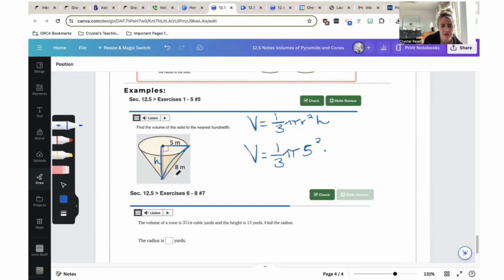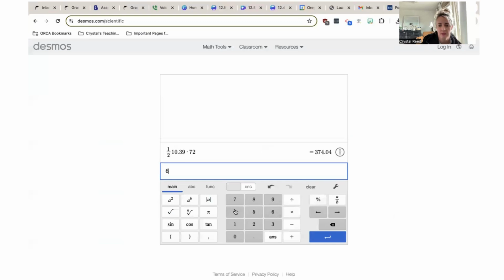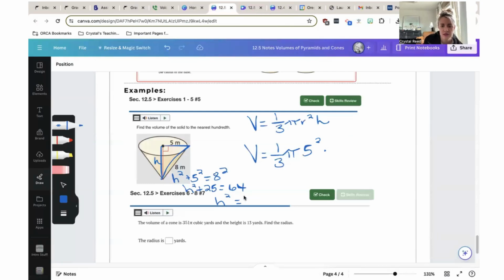A squared plus b squared equals c squared. A and b can be h and 5. H squared, the c just has to be 8. So h squared plus 5 squared equals 8 squared. Sorry, let's undo that really fast. H squared plus 25 equals 64. So h squared would equal, we would subtract 25 from both sides. So 64 minus 25 is 39. So h squared equals 39.